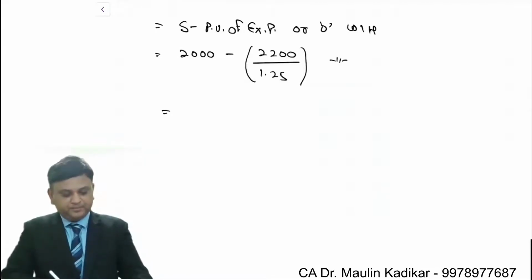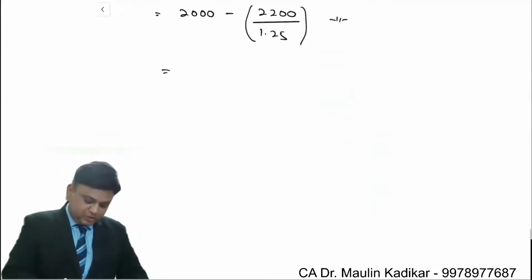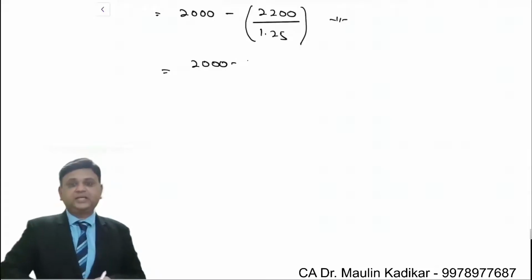2200 into 0.8. That comes to 1760. So 2000 minus 1760, or 0, whichever is higher. So 240 is the minimum premium. That is what we understand over here.